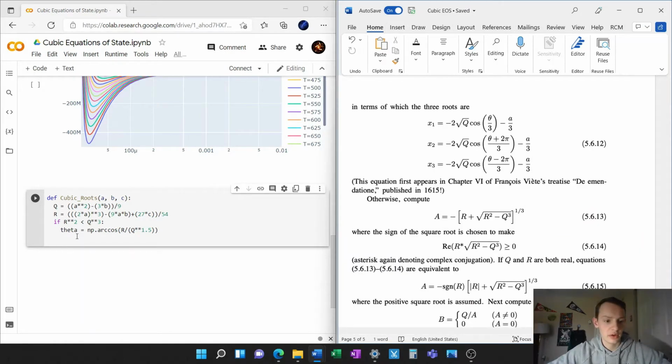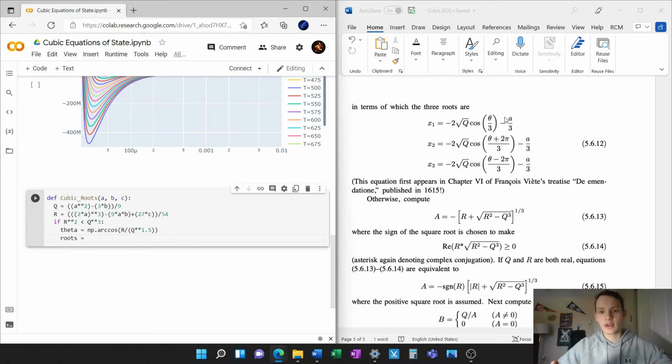So let's express our roots in our code here. We'll call it roots equals. Notice that we have -2 times radical q, and we have minus a over 3 in all of these expressions. The only difference is the expression inside our cosine. So what we can do, and we know we're going to have 3 roots, is we can just make an array in which we find the cosine of each expression in the array. So we can just make these expressions different elements of that array. So that's what I'm going to do here, just to make things a lot easier on ourselves.